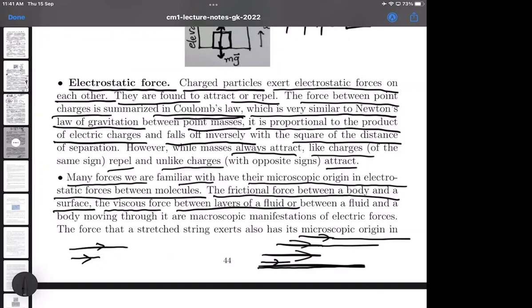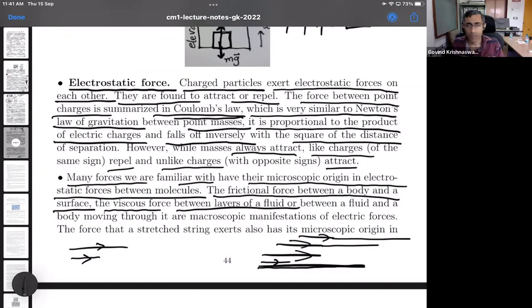So can we say all contact forces in the macroscopic world are generally formed due to electrostatic forces? Correct. Yeah, that's by and large correct.